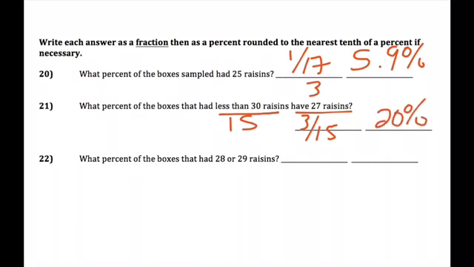And our last one, what percent of the boxes had 28 or 29 raisins? Well, that would be 9 out of 17, and that is 52.9%.